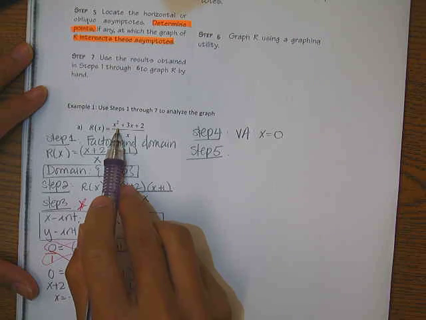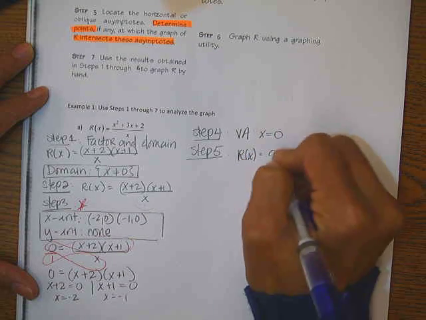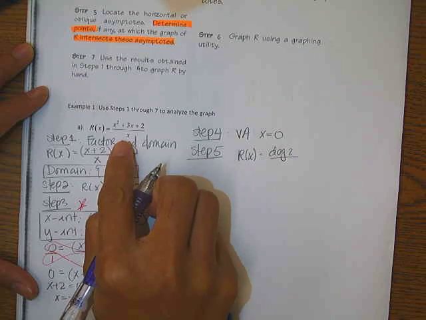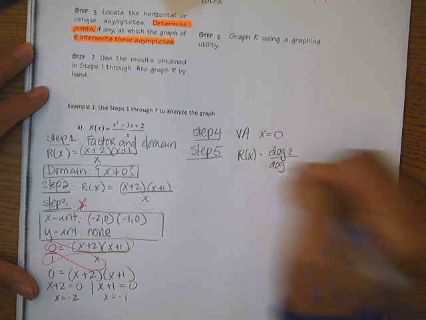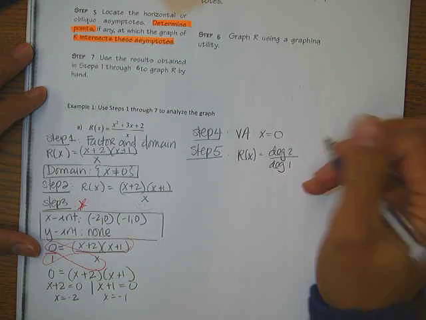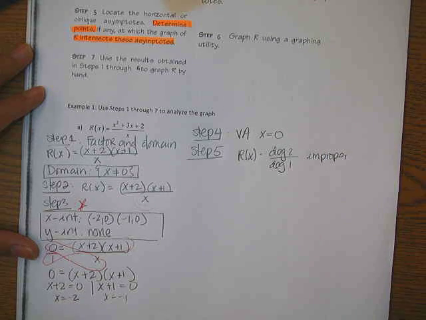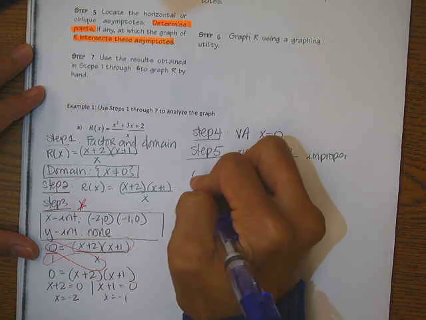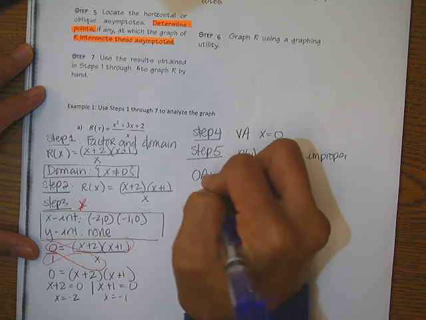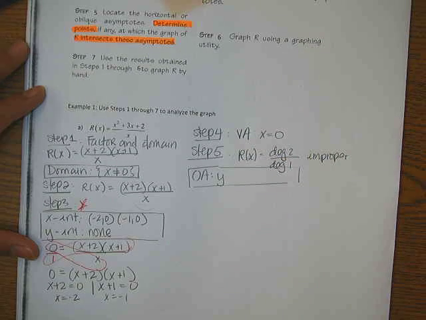Well, the degree on the numerator is 2. Okay, so for R of x, the numerator has a degree of 2, the denominator has a degree of 1. Therefore, this is improper. Okay, if it's improper, we are going to end up with an oblique, and with an oblique, it's a y equals. I'm going to write a box here and I'm going to come back and fill in my answer.